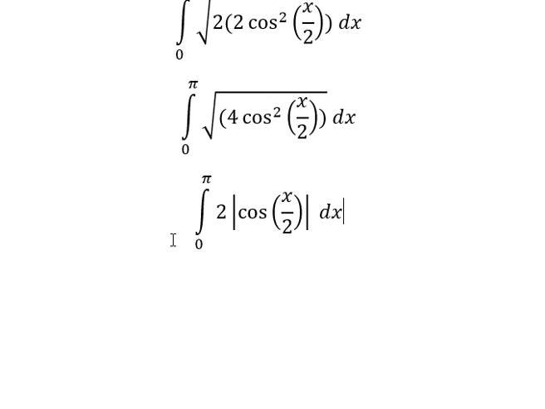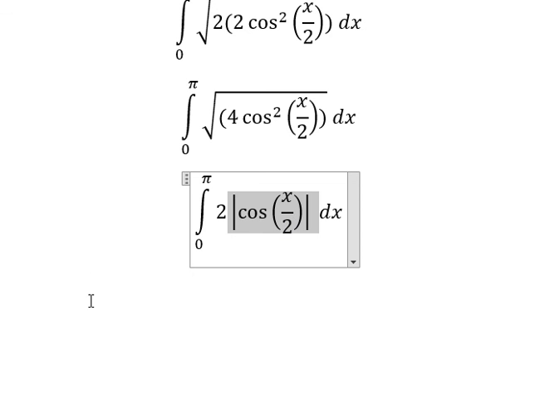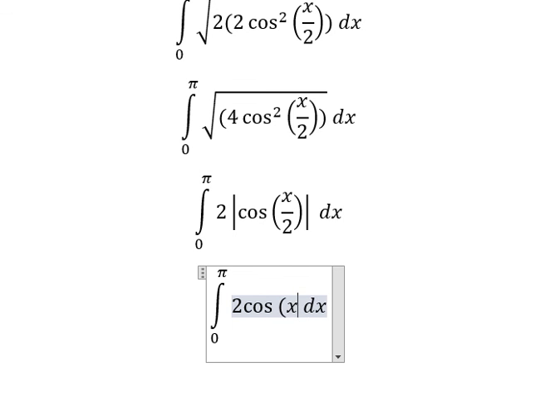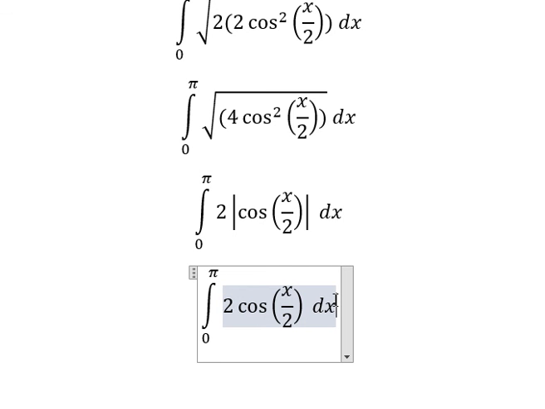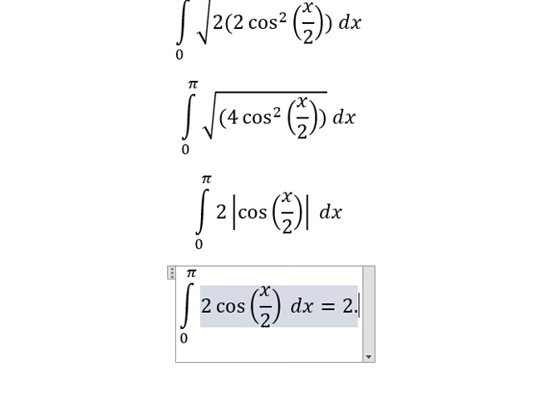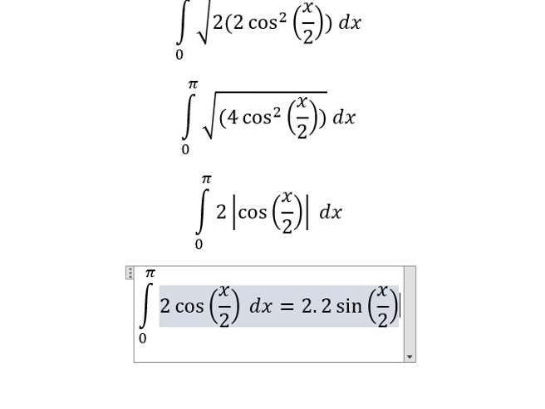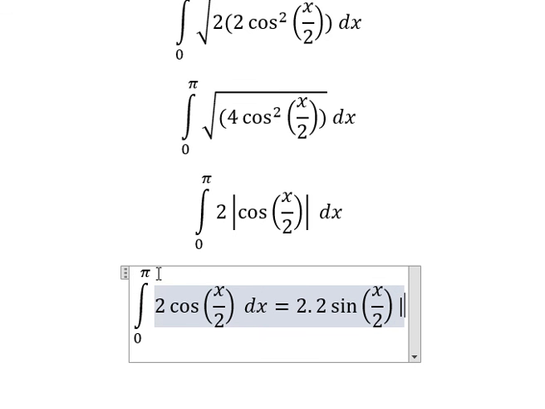Now, we need to consider about the bounds from 0 to b. From 0 to b, we know that if we draw the graph of cosine of x over 2, that is about the positive area in here. So we can cancel about the absolute value. And we have cosine of x over 2. The integration of this one, we will have about 2 multiplied by sine of x over 2. And we need to put the bounds in here from 0 to b.